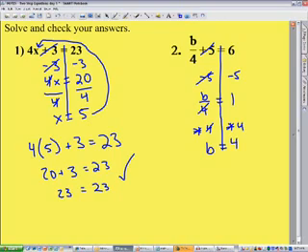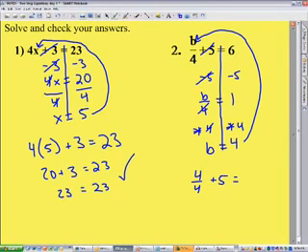Awesome. What do I do now? Check. Yeah, very good. Check my work. So I'm going to put 4 way back up there into b. And it's going to be 4 divided by 4 plus 5 should equal 6. Let's see if it does. 4 divided by 4 is 1. 1 plus 5, yeah, it's 6. So that checks out.